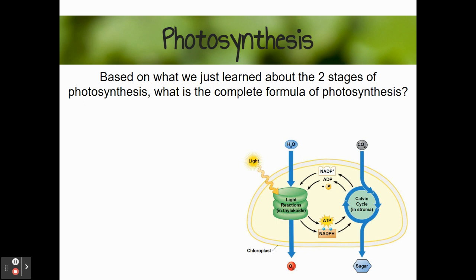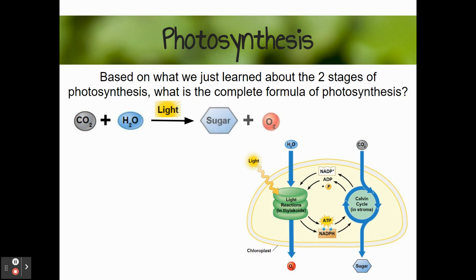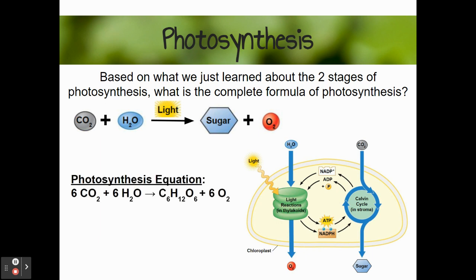Based on what we just learned about the two stages of photosynthesis, what is the complete formula of photosynthesis? So plants are taking in that carbon dioxide gas, CO2, and water, which is H2O, and they're using solar energy from the sun and using that to create glucose sugar, and then oxygen gas, which can be released, or remember, plants also have mitochondria, so it can go directly into the mitochondria to do cellular respiration. And this is our equation for photosynthesis.